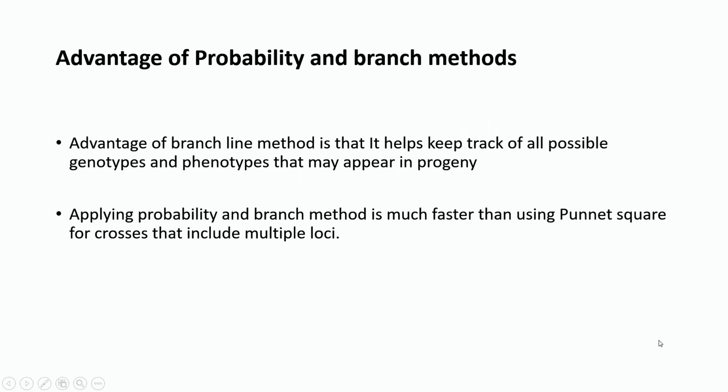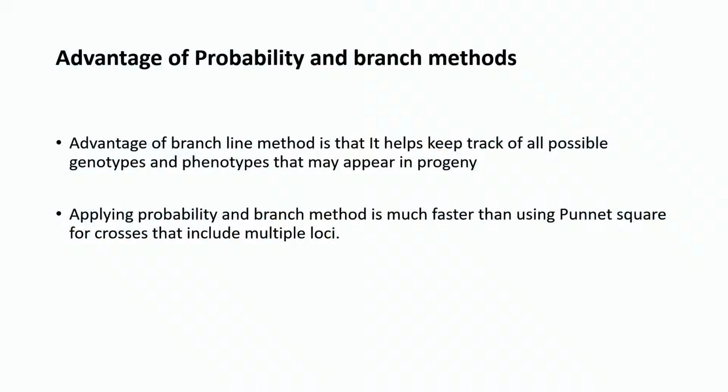So, advantages of probability and branch method. The advantage of the branch line method is that it helps keep track of all possible genotypes, as I told you before, and these are all the phenotypes that may appear in the progeny, right? And applying the probability, what additional it is doing is applying the rules of probability to the branch method, and then it helps us understand the number of progeny that are going to get that particular phenotype, and so this is giving a little more detail compared to the Punnett square.